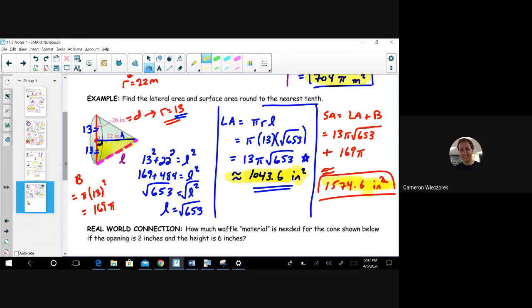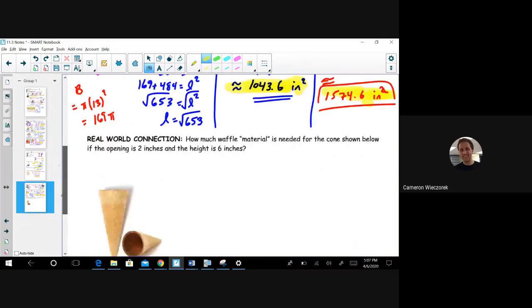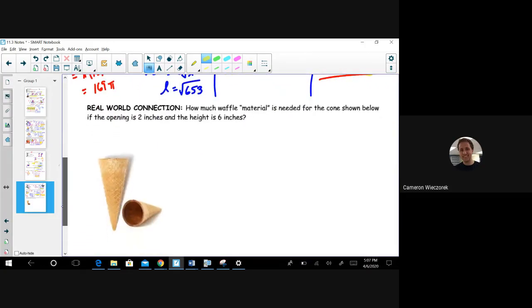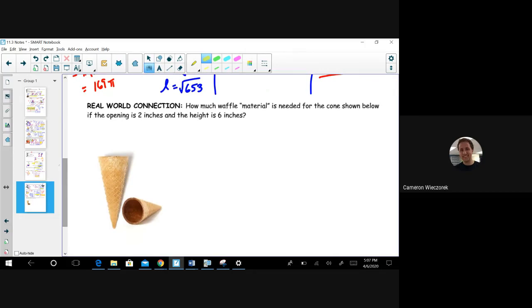All right, last one. Hopefully this doesn't make you too hungry and want ice cream, but this is a waffle cone. So I said party hats, cones you put on your dog. Ice cream is another great application. What if you wanted to know how much waffle material is needed for the cone shown below? Some ice cream shops have to think about this when they're making their materials for ice cream.